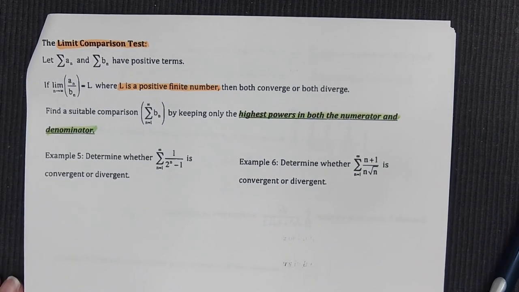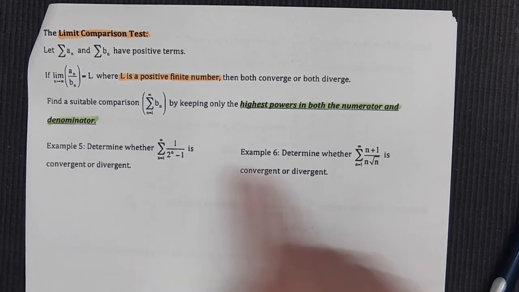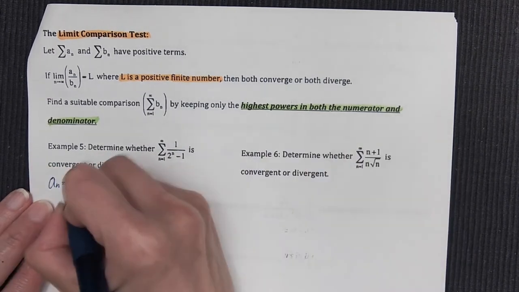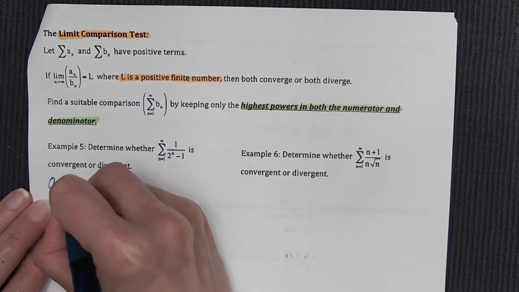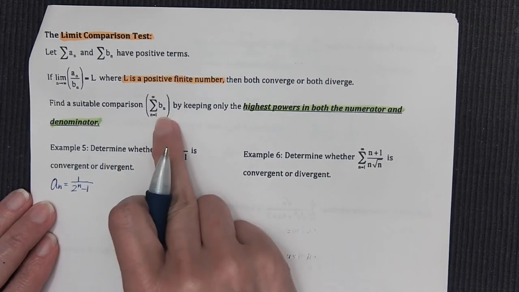So look at these questions. Look at this guy. This is my original a_n. The 1 over 2^n minus 1. So what's the b_n in this case?